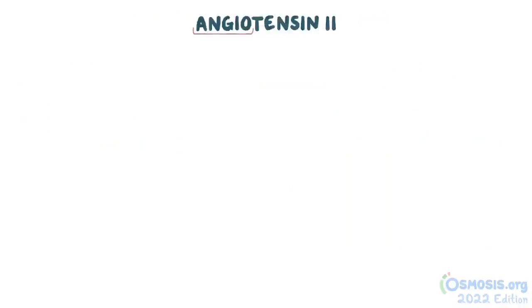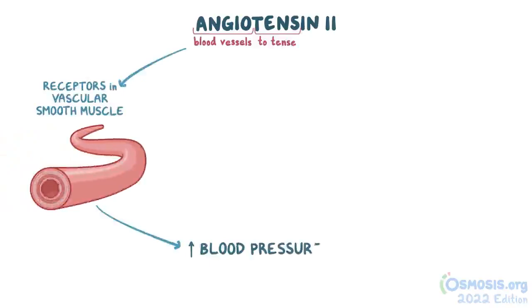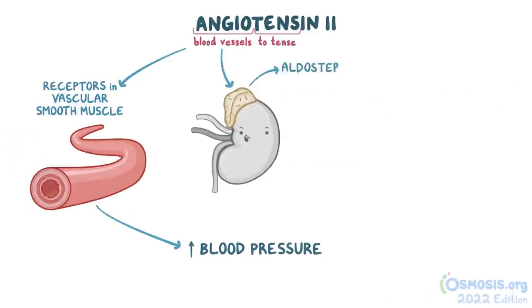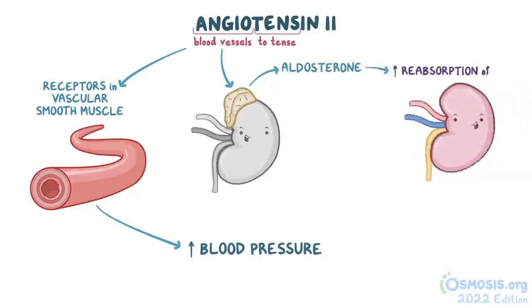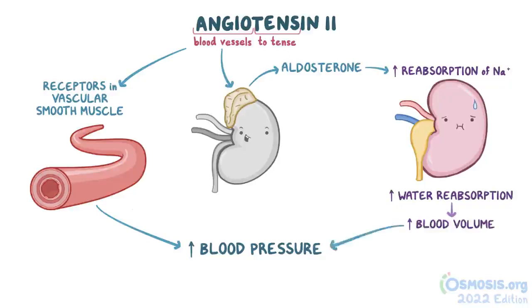Now, angio refers to the blood vessels, and tens, well, it means to tense. So angiotensin 2 binds to receptors in vascular smooth muscle and causes them to constrict, which increases blood pressure. Finally, angiotensin 2 also stimulates the release of aldosterone by the adrenal glands. Aldosterone increases reabsorption of sodium in the kidneys, which also increases water reabsorption. This results in increased blood volume, which also increases blood pressure.